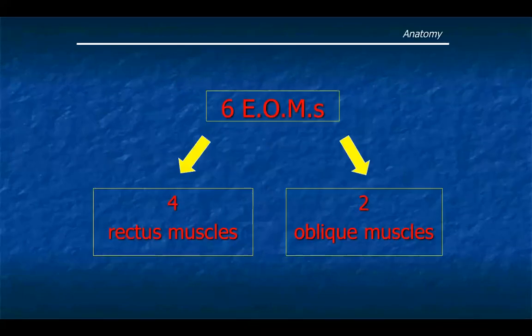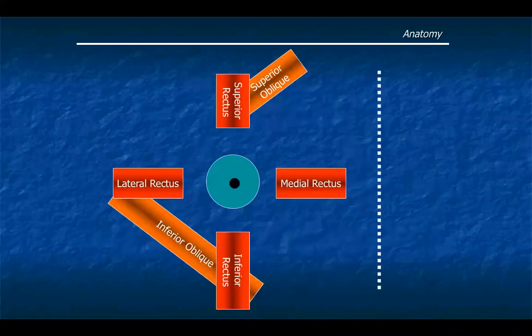Each eye is moved by 6 extraocular muscles: 4 rectus muscles, or straight muscles, and 2 oblique muscles. They are called rectus because they have an almost straight course. The 4 rectus muscles are the superior rectus, the inferior rectus, the medial rectus, and the lateral rectus, and the 2 oblique muscles are the superior oblique and the inferior oblique.